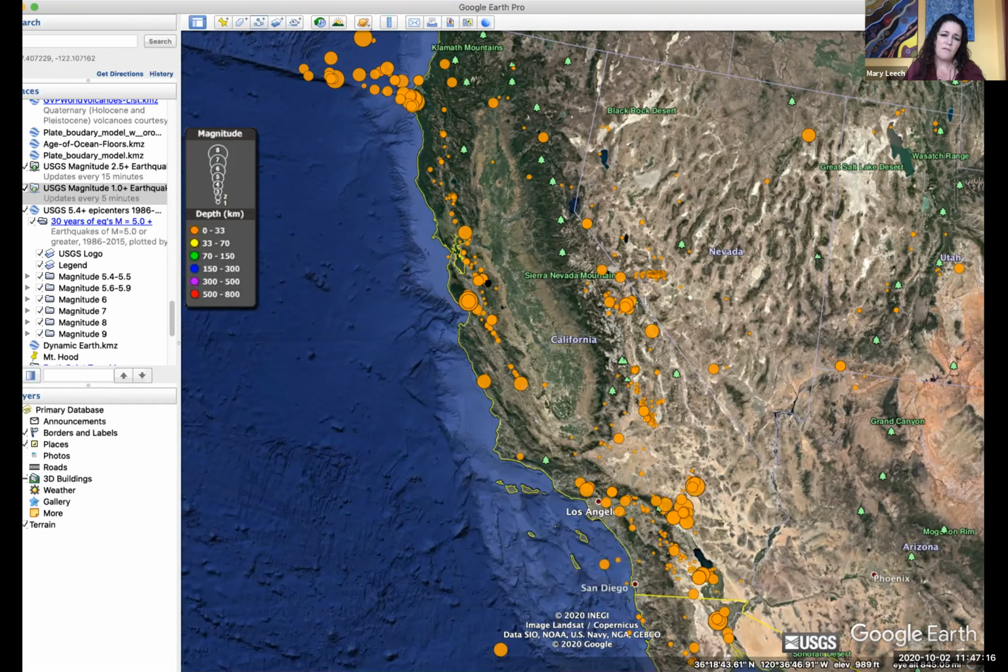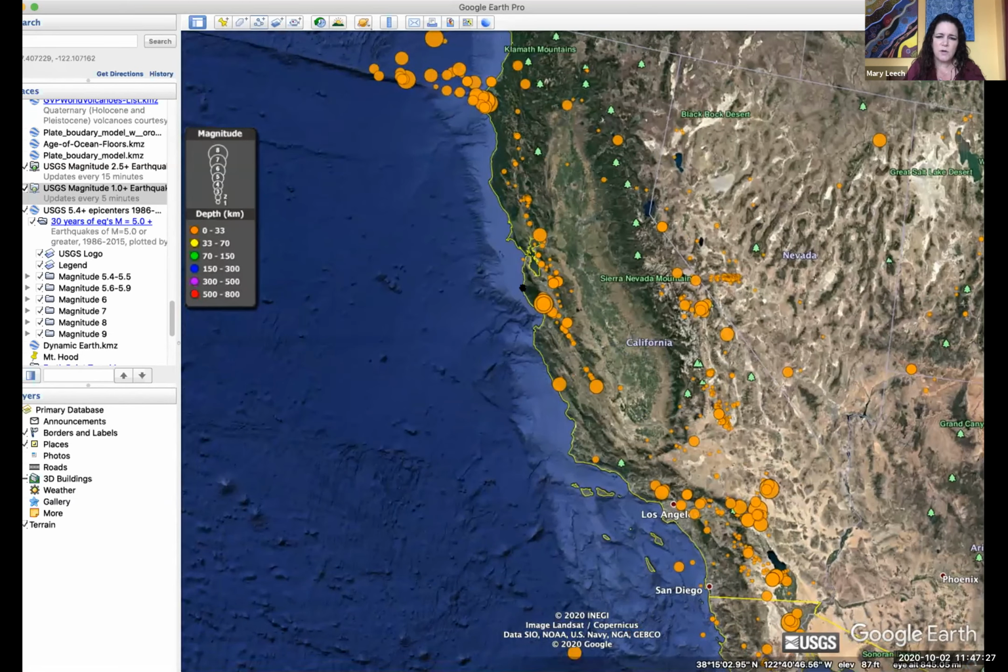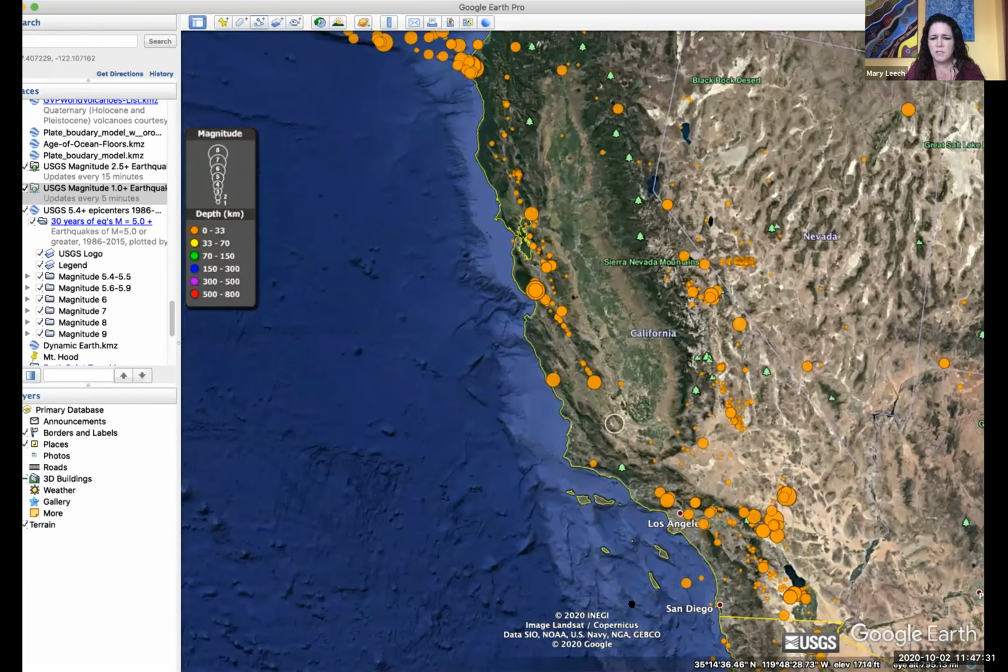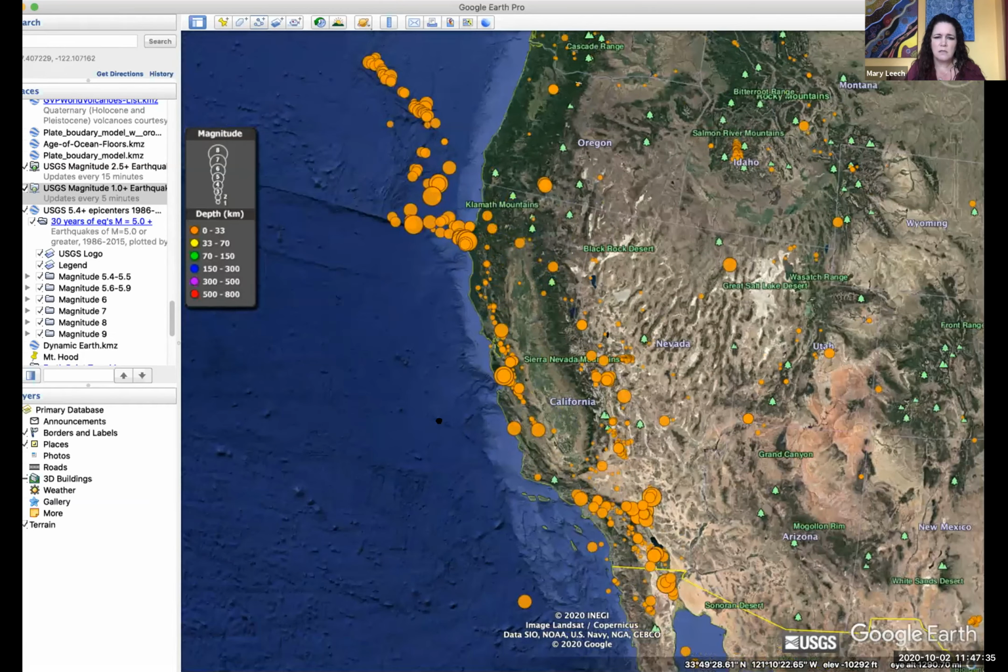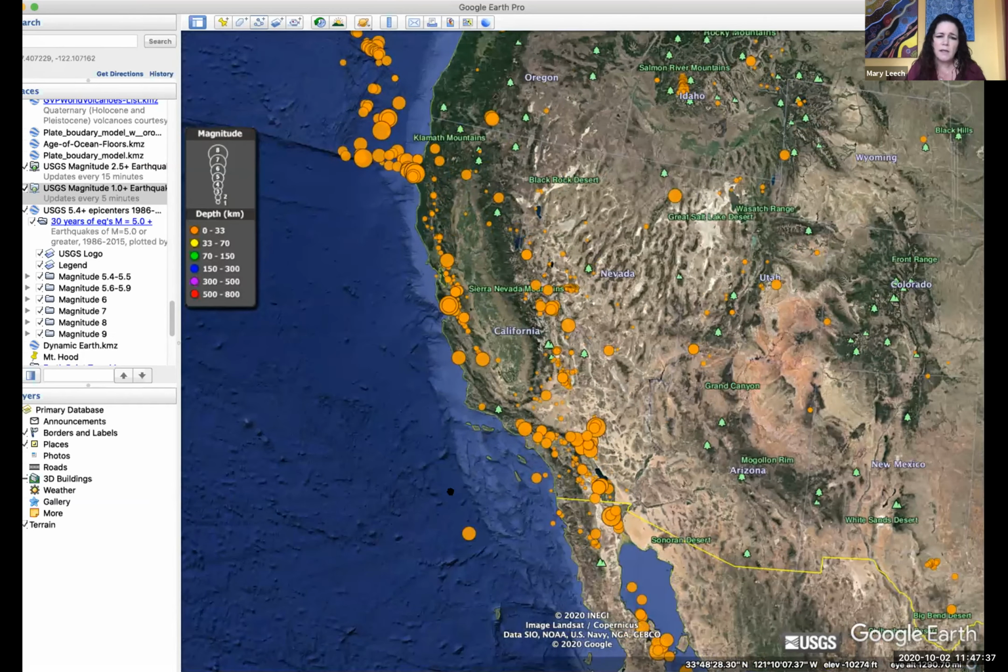They mostly follow the fault, right? Yeah. There are some other earthquakes that might not be related to the San Andreas too, but they're lining up along the fault, and yeah, they occur there.